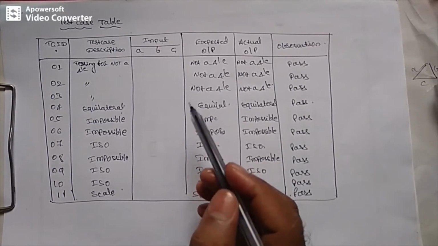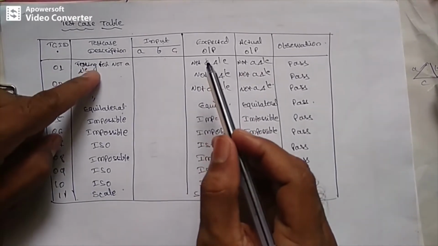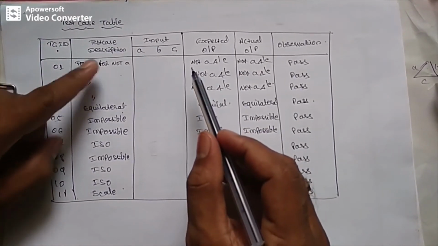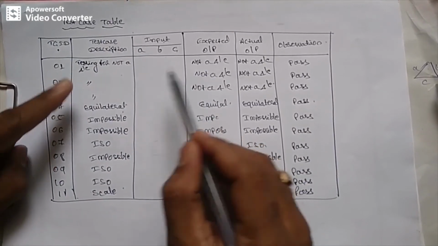Now similarly we need to fill in the expected output result. Whatever we have written in the test case description, for testing for a not a triangle, my expected output result will be not a triangle.